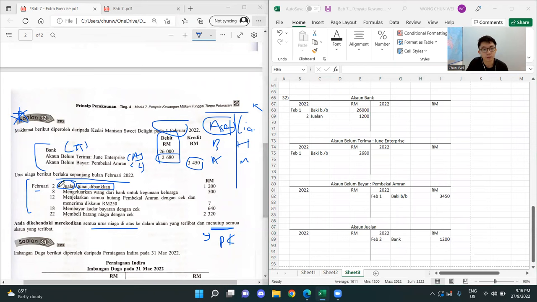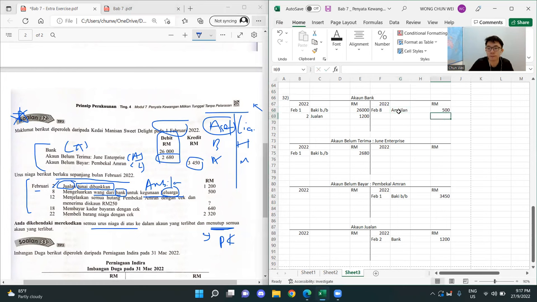Okay, next. B, mengeluarkan wang dari bank untuk kegunaan keluarga. You mengeluarkan wang daripada bank untuk kegunaan keluarga. So when you mengeluarkan wang, maksudnya keluar dalam account means credit. So you credit your bank. So account bank, you credit. So in the credit side, February 8. Okay. Untuk apa? Kegunaan keluarga. So when you see untuk kegunaan keluarga, personal use, kegunaan sendiri, kegunaan anak, kegunaan keluarga, you have to send it to account ambilan. So this one you put into ambilan.